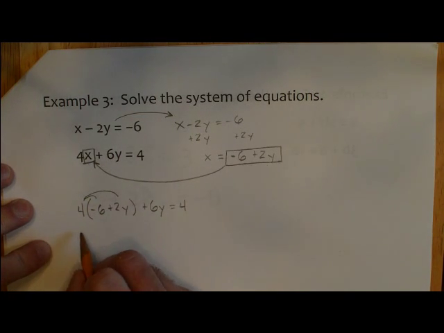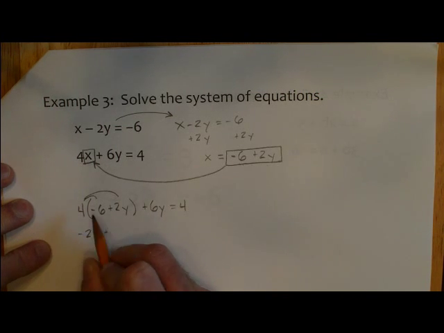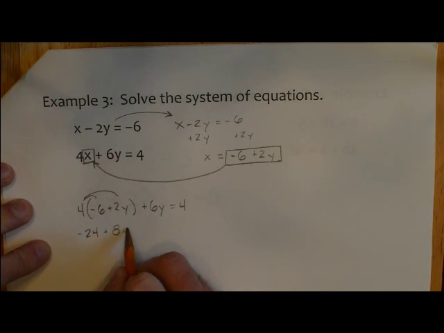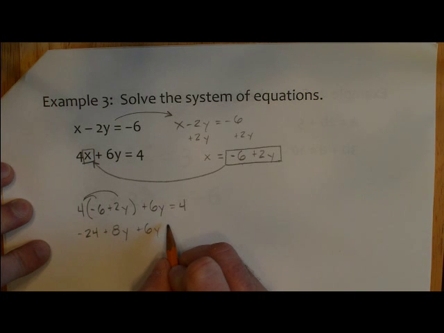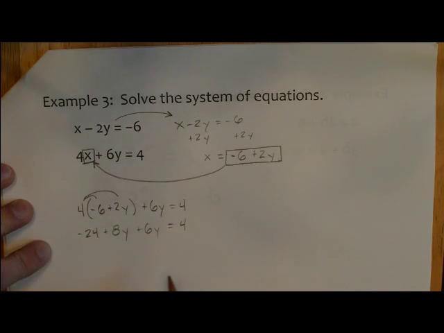So 4 times negative 6 is negative 24, plus 4 times 2y is 8y, plus 6y equals 4. Got a couple like terms here, so combine those, and you've got 14y. I want to get y by itself here, so I'm going to add the 24 to both sides and get 14y is equal to 4 plus 24 is 28. I want to divide both sides by 14, so y is equal to 2.